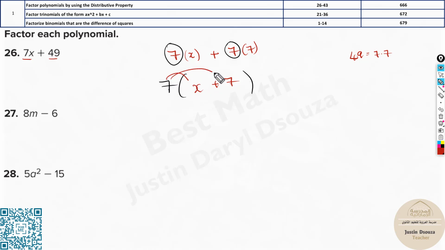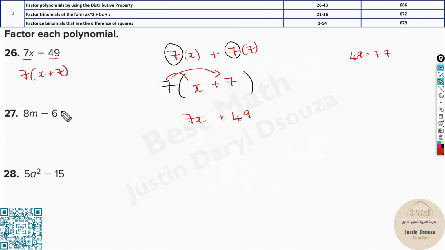Now if you multiply this inside, look at this, it'll be 7x plus 49. 7 times 7 is 49. We get the question. They're just 2 steps. Because it's writing, I'm doing the 2 steps. Otherwise, you can just do it in your mind. Okay, 7 is common. I remove 7 outside. x is remaining. 49 divided by 7 would be 7.